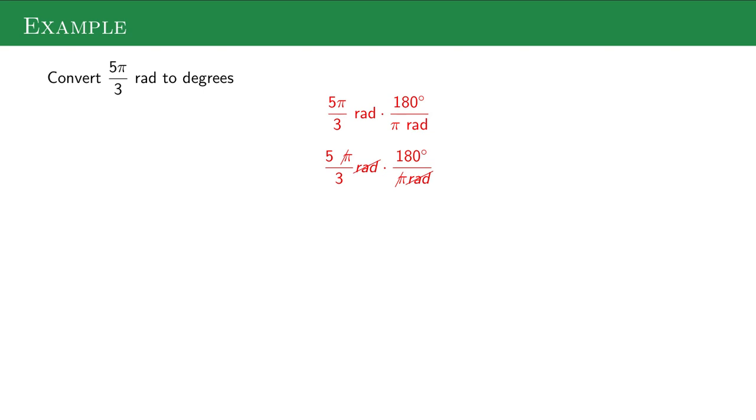Also, 9 times out of 10, the pi's will also cancel, because normally we don't have pi's when we're talking about degrees. All right, then we can do 5 times 180 on the top, which is 900. 900 divided by 3 is 300. So 5 pi over 3 and 300 are the same.